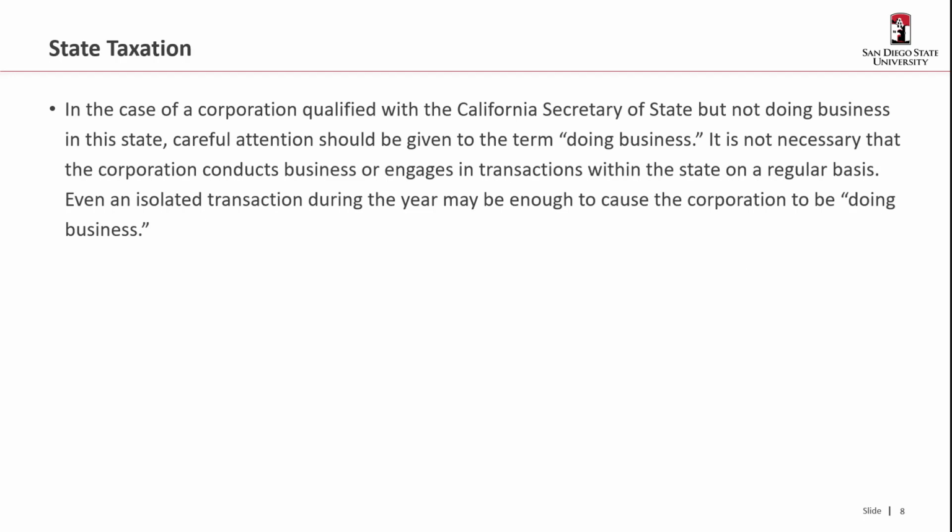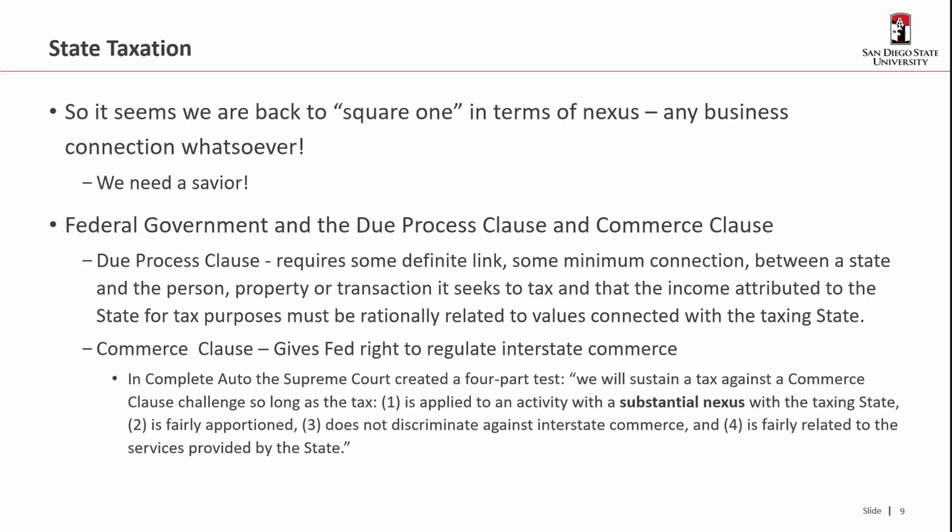In case that wasn't clear to you, the state provides some regulations that say, in the case of a corporation qualified with the California Secretary of State but not doing business in this state, careful attention should be given to the term doing business. Let's pay attention to this term. It is not necessary that the corporation conduct business or engage in transactions within the state on a regular basis. Even an isolated transaction during the year may be enough to cause the corporation to be doing business. So it kind of seems we're back to square one in terms of nexus. Any business connection whatsoever. Well, that simply won't do.